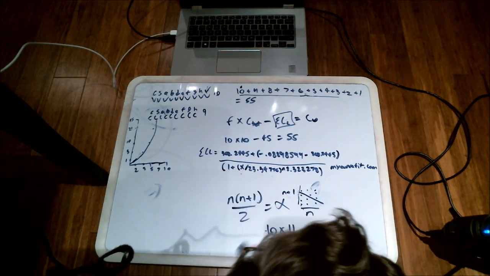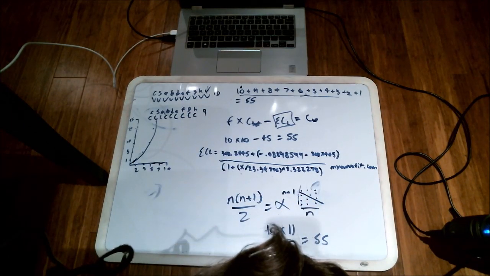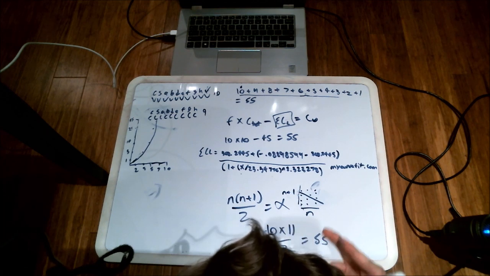So let's say you have an ice cream shop and you have 10 flavors at your ice cream shop, and you want to know how many unique flavor combinations can I make with the 10 flavors in a 2-scoop cone.